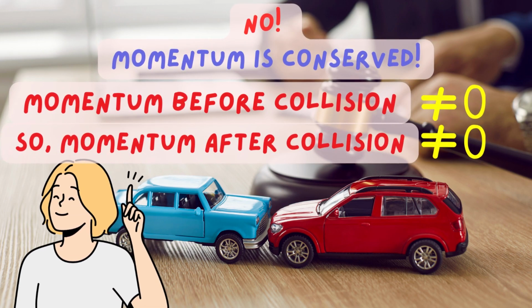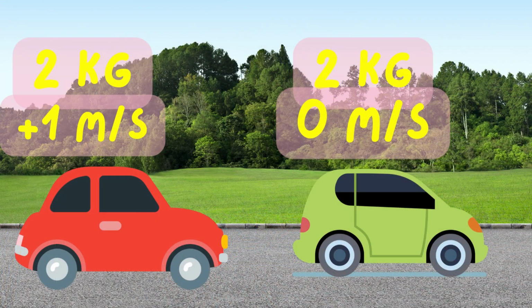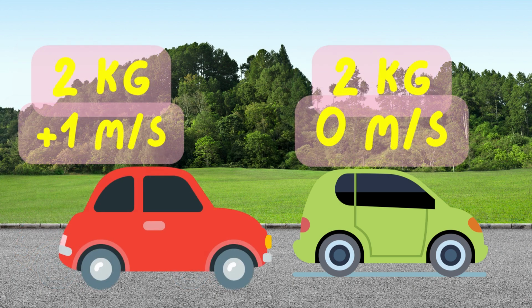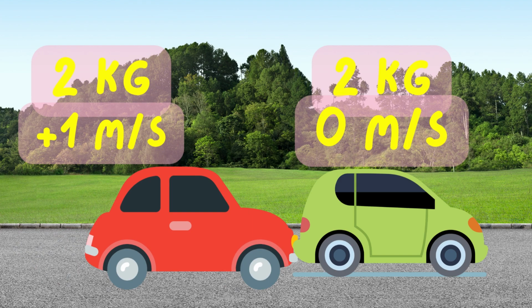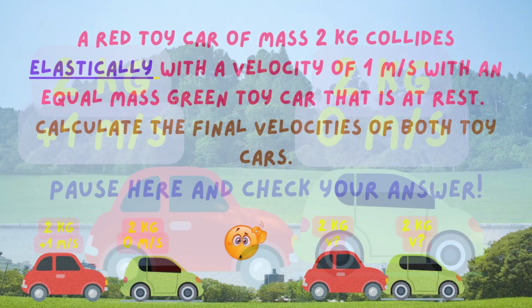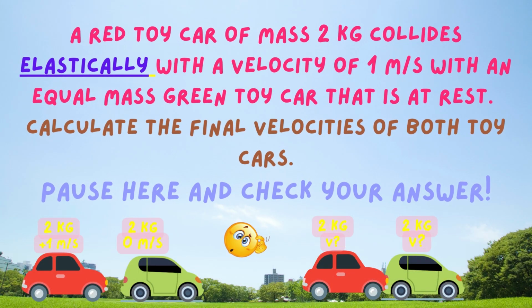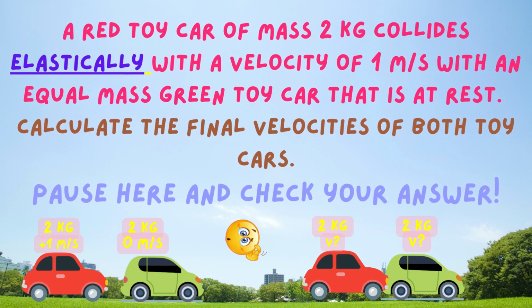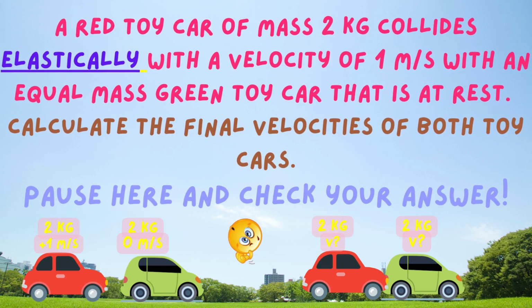Momentum is always conserved. A red toy car of mass 2 kg collides elastically with a velocity of 1 meter per second with an equal mass green toy car which is at rest. Calculate the final velocities of both toy cars. Pause here and check your answer.